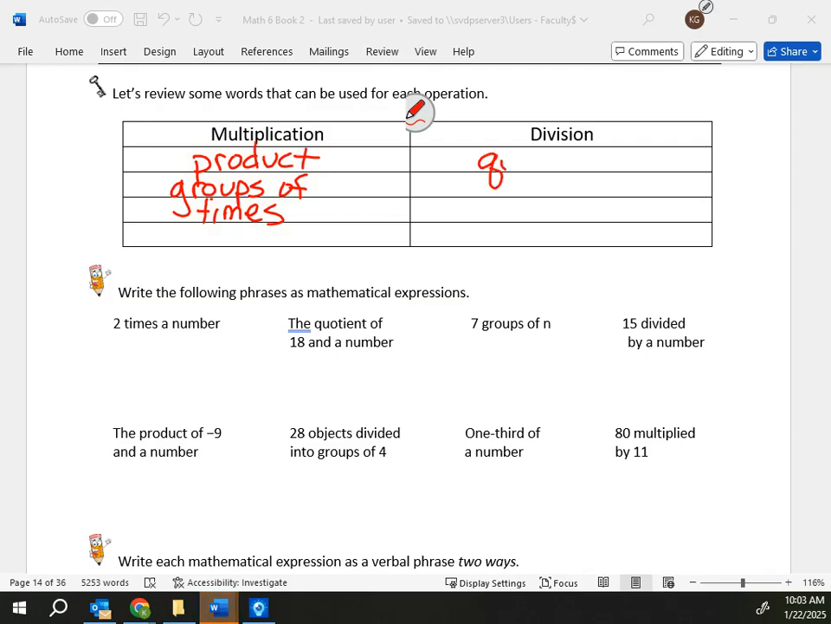Dividing is finding the quotient, or dividing into groups of. And remember, if there are fractions, that fraction bar means divide. So we didn't put that on when we were going through it. We talked about it. I would put it on your help sheet, remembering that fraction bar means divide.